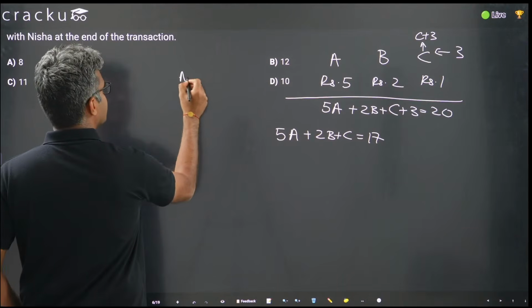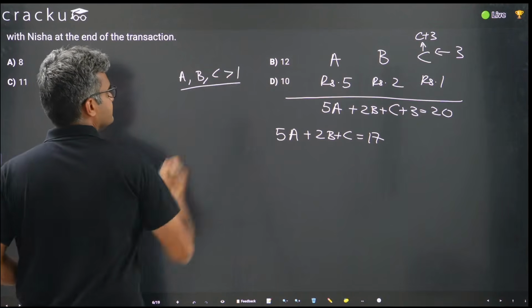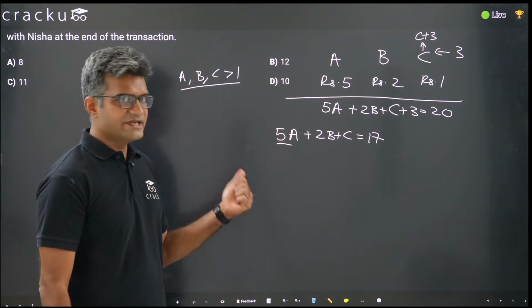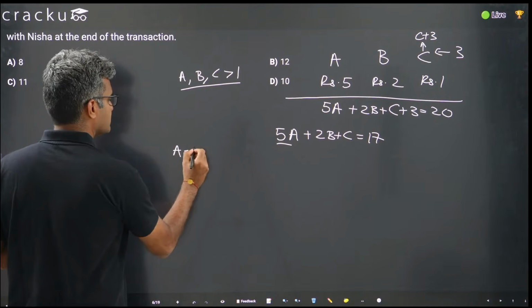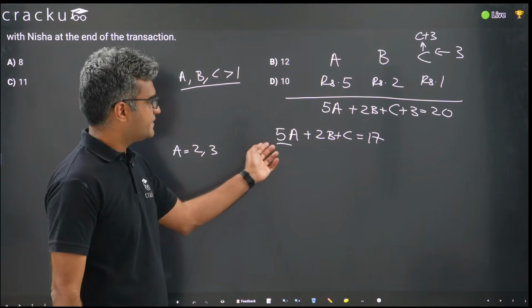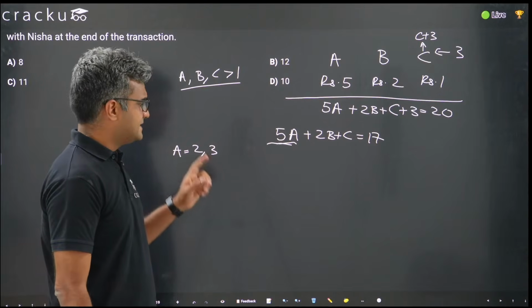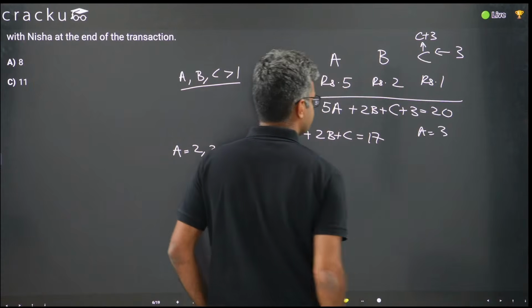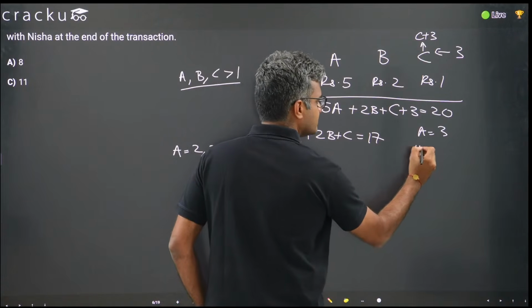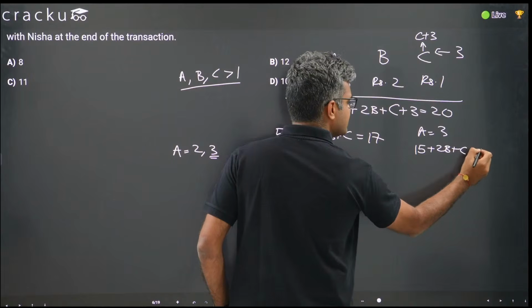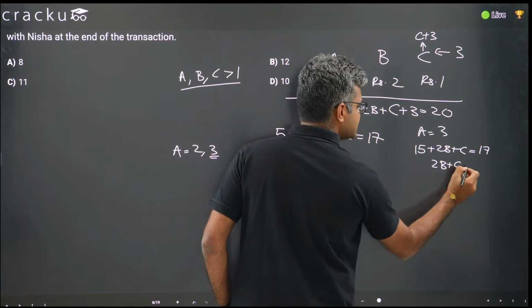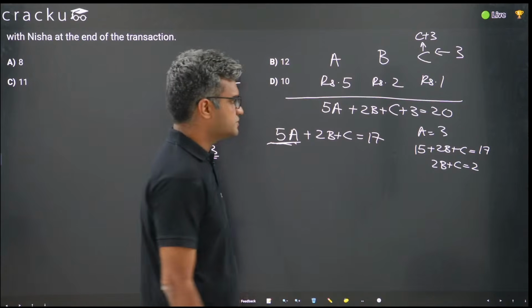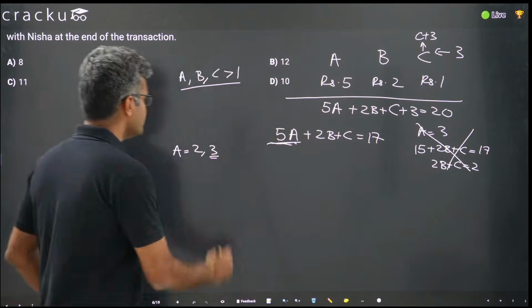We are also told that A, B and C are greater than 1. If A, B and C are greater than 1, what is the value A can take? A is not equal to 1. A can be either 2 or 3. Because if A is 4, 5 into 4, this itself will be 20, which is greater than 17. Similarly, if A is equal to 3, what will happen? If A is equal to 3, 5A will be 15. 15 plus 2B plus C is equal to 17, or 2B plus C is equal to 2. If B is greater than 1, if C is greater than 1, 2B plus C cannot be equal to 2. So this is definitely not possible. So it would imply that A has to equal 2.